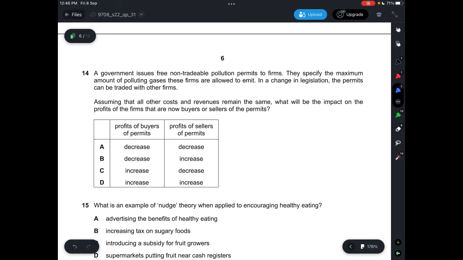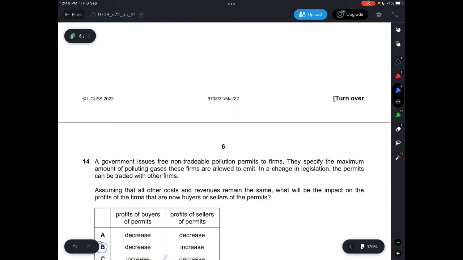Okay, so profits of buyers of permits would actually decrease, because now the permits can be traded with other firms, right? So the people who buy the permits will have a decrease in their profits, because they will need to buy the permits in order to be able to pollute the environment to a certain extent. So increase for profits of buyers of permits would not be correct. So it should be either A or B. Let's look at profits of sellers of permits. Profits of sellers of permits should increase. So the answer is B.